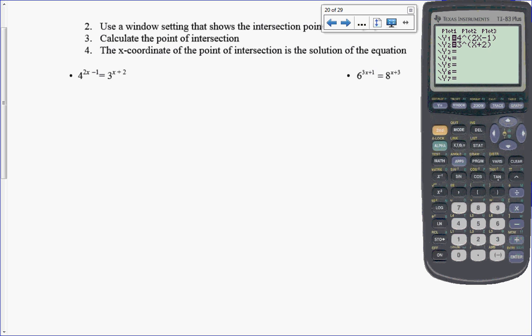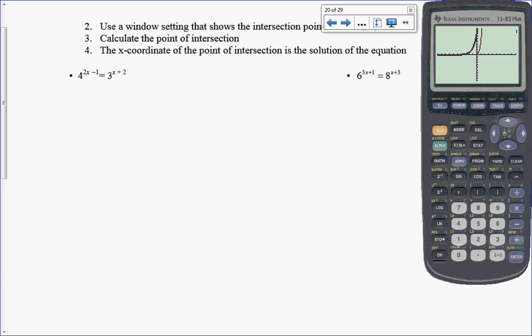Close your bracket. Now, it's always a good idea, I'm going to change my line to a thicker line just so that when I ask it to graph, I can actually see those two graphs a little bit easier and where they intersect.